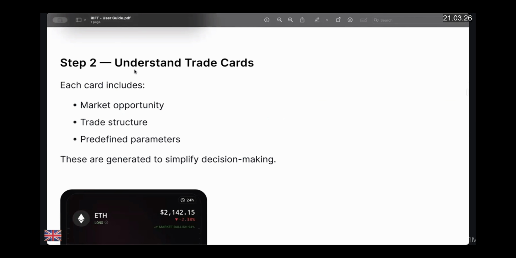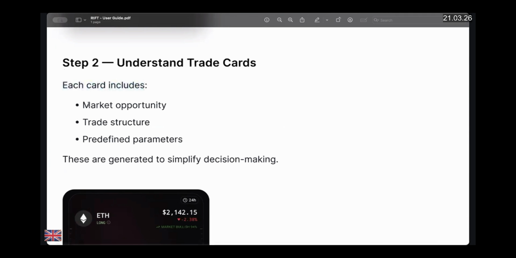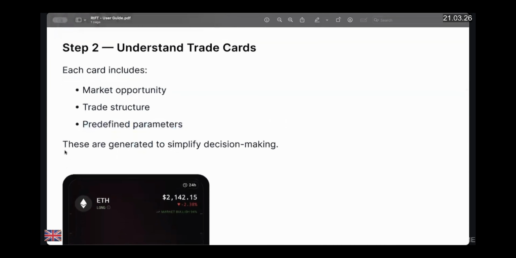So, first is the understanding of trade cards, the opportunity cards which appear in front of you on the screen. The first thing that you see when you land on the app. Each of these cards includes market opportunity, trade structure, whether the trade that is suggested is long or short, predefined parameters of the trade, and these are generated to simplify your decision making.